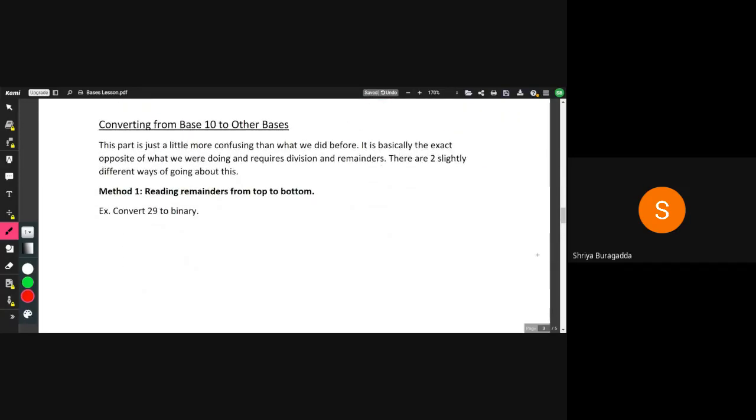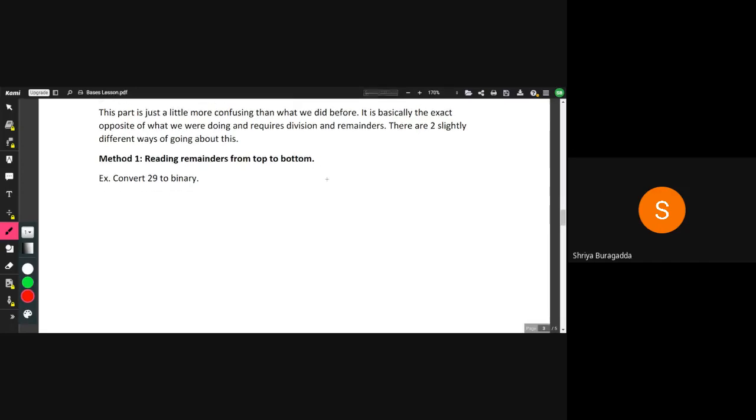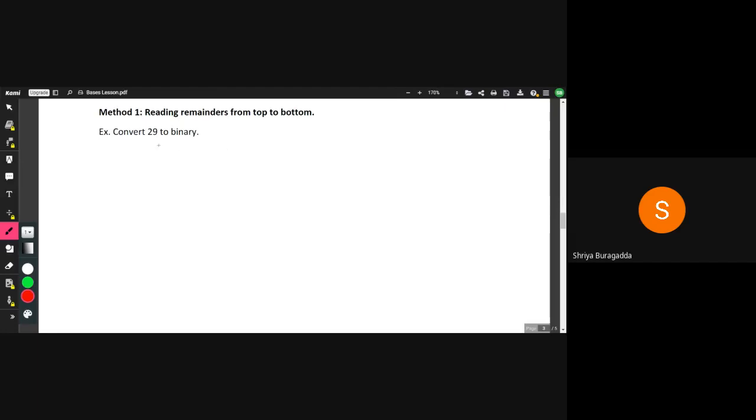Now let's do converting from base 10 to other bases. So this part is just a little more confusing. It's basically the exact opposite of what we're doing, and instead of multiplication, we're doing division and remainders. There are two slightly different ways of doing this. First I'll show you the way of reading remainders from top to bottom. For this method, it's usually easier with smaller bases like binary.